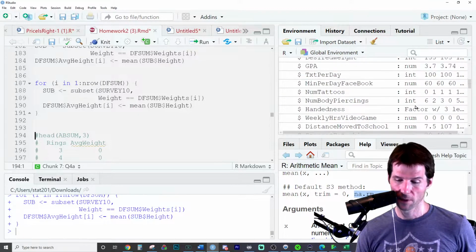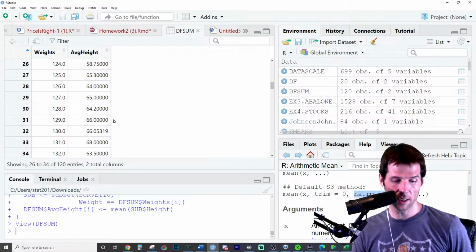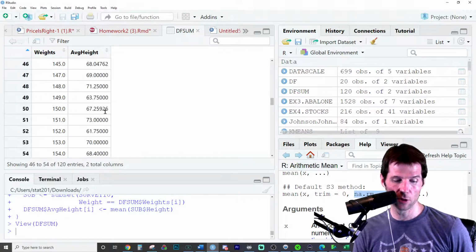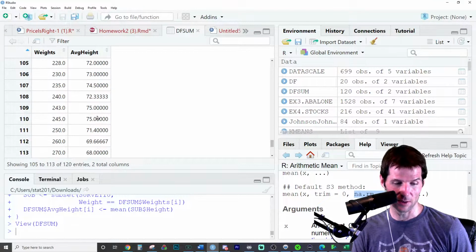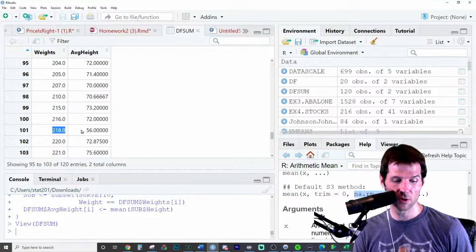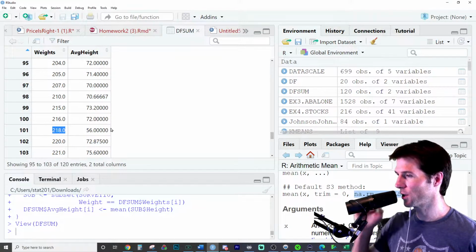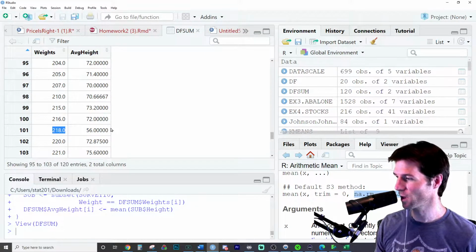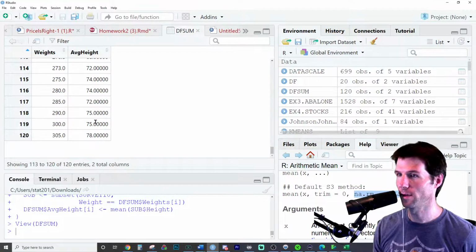And what do we see? Always look at what you create. And what do you notice? You do kind of see the pattern that people who generally weigh more have a higher average height. Whoa, look at this. What did we notice? I saw something dip. Wow. This group of 218-pound individuals has an average height of 4'8". That might be some wrong data right there. But yeah, there you go.